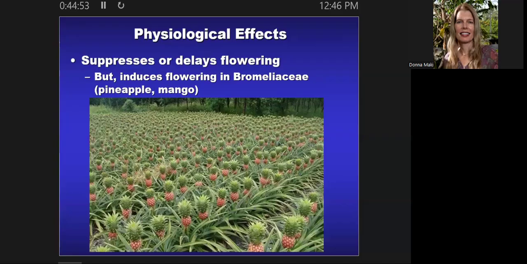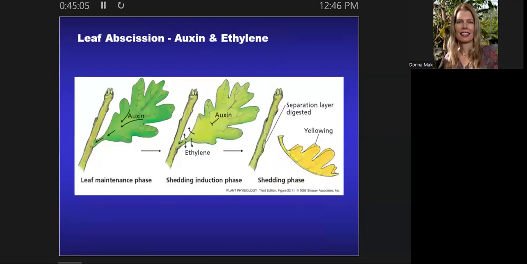So basically what we're saying is you can play around with when you want your plants to flower by manipulating how much ethylene they're getting exposed to. It's quite an interesting phenomenon.